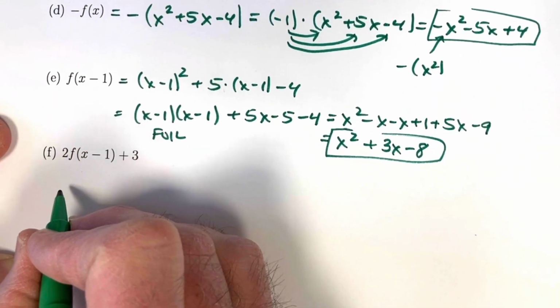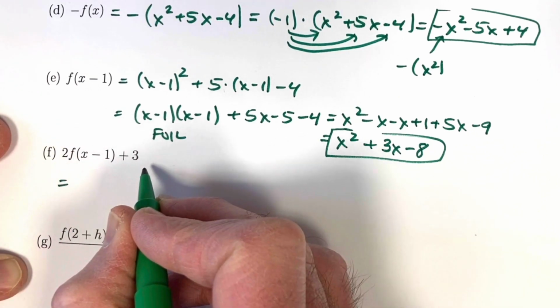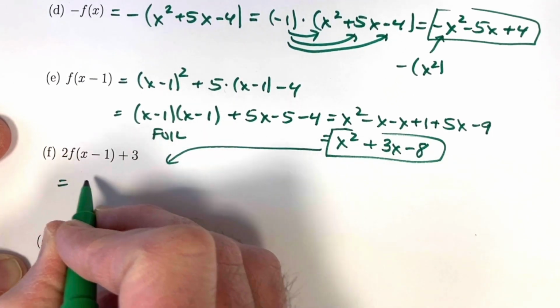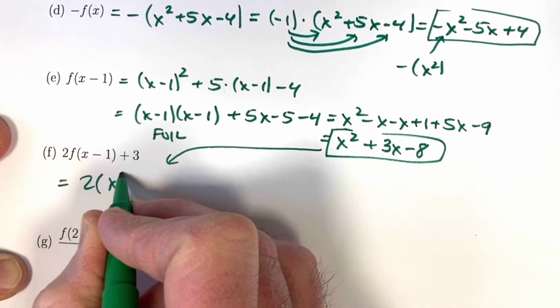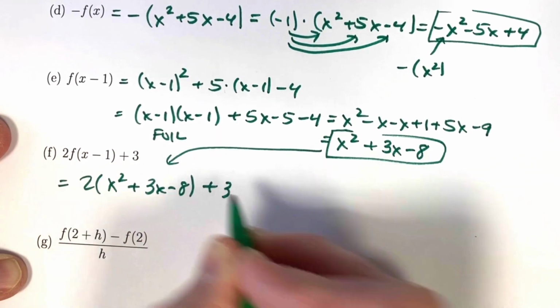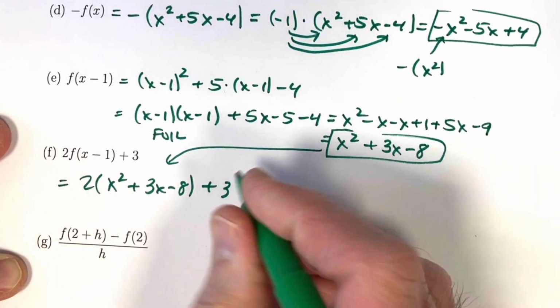F is even more complicated. Take 2 times f of x minus 1 and then add 3. Actually, to save a little time, I can take my answer from part E, multiply that entire thing by 2, like this, and then add 3. I'd have to show these intermediate steps if I were doing this one from scratch, but we're going to go ahead and use that.